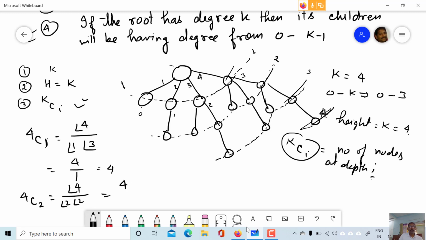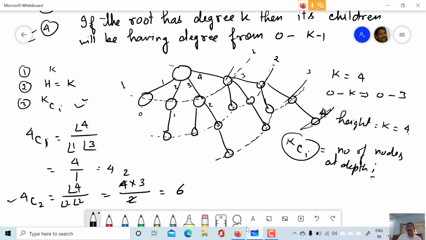It is 4 multiplied by 3 upon 2, because factorial 2 will be cancelled out, 2 and 1. Therefore we get this. So 2 2s are 4, and the number of nodes is 6. Let us check: 1, 2, 3, 4, 5 and 6. So 6 nodes are there at depth number 2, so at depth number 2 the rule is also verified.